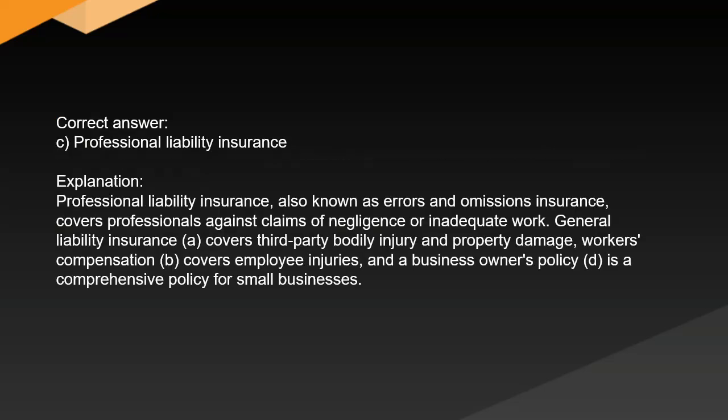Correct answer. C. Professional liability insurance. Explanation. Professional liability insurance, also known as errors and omissions insurance, covers professionals against claims of negligence or inadequate work. General liability insurance, A, covers third-party bodily injury and property damage. Workers' compensation, B, covers employee injuries. A business owner's policy, D, is a comprehensive policy for small businesses.